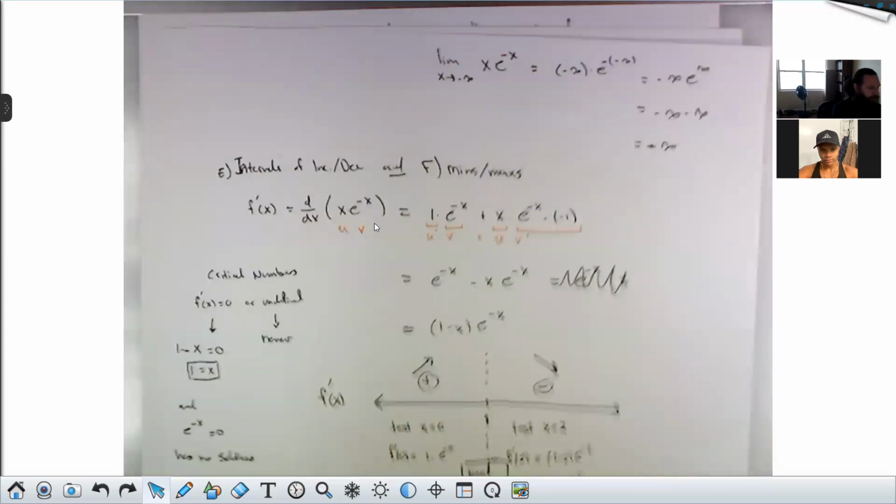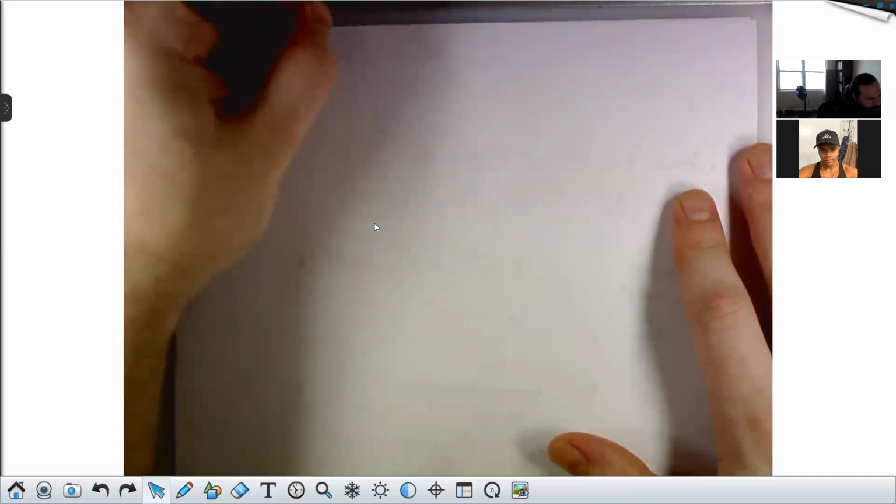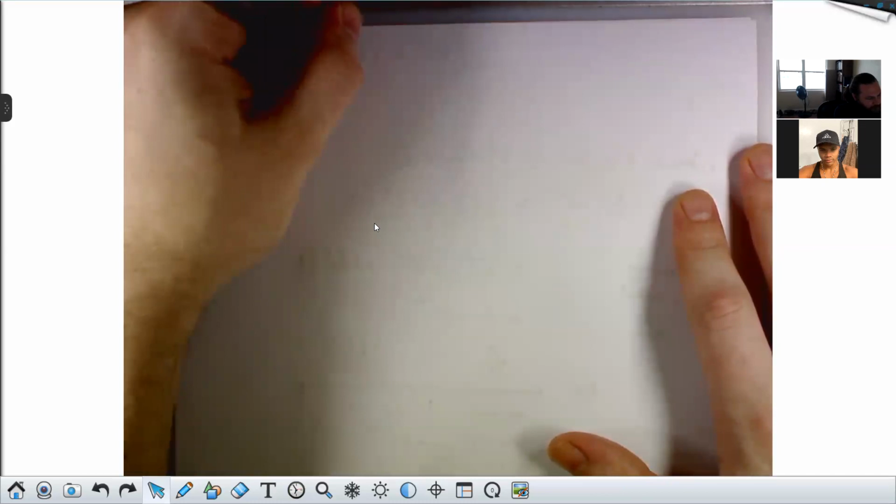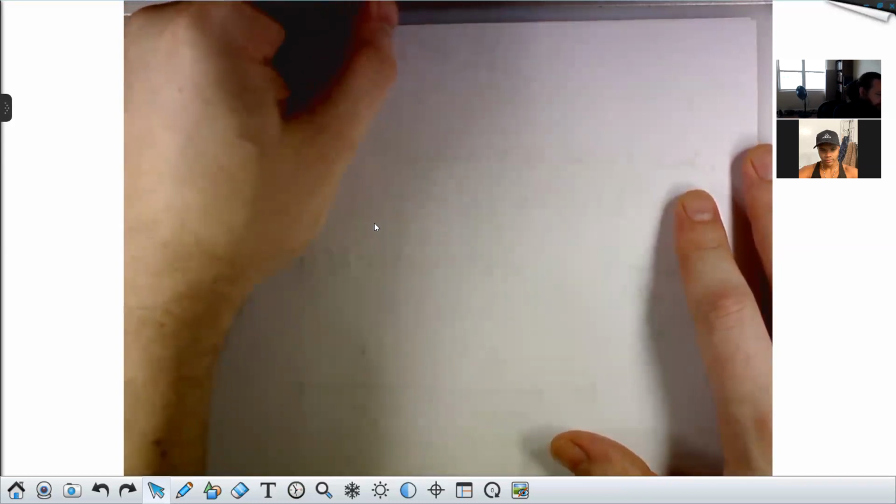So f double primed. Now we're moving on to concavity. This is technically, I think, part G. I'm just going to say concave up versus down, and inflection points.